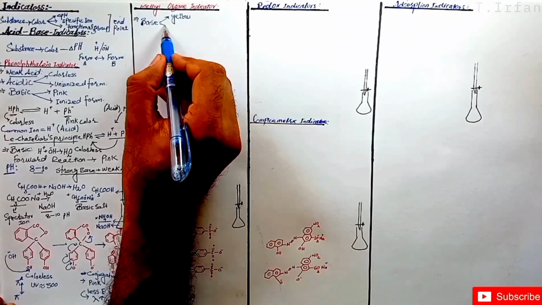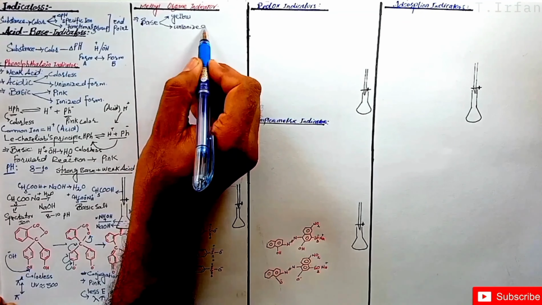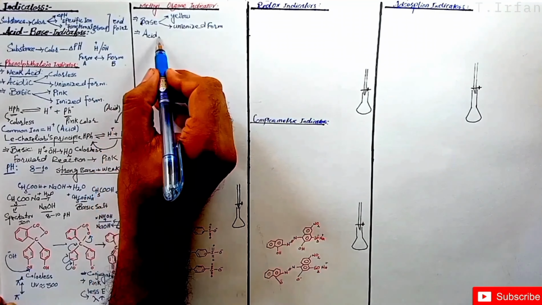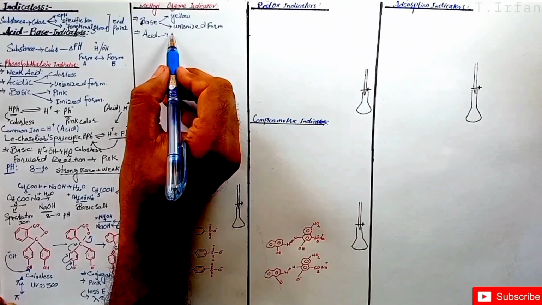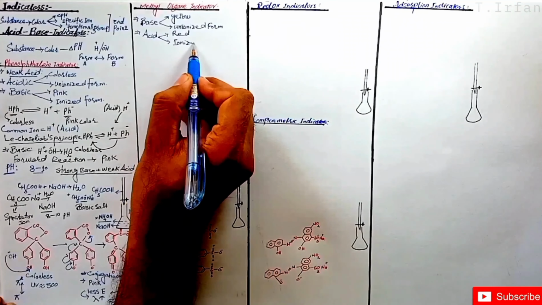Methyl orange indicator. This is another acid-base indicator. In basic medium, this indicator is unionized and shows yellow color. And in acidic medium, this shows red color and has an ionized form.